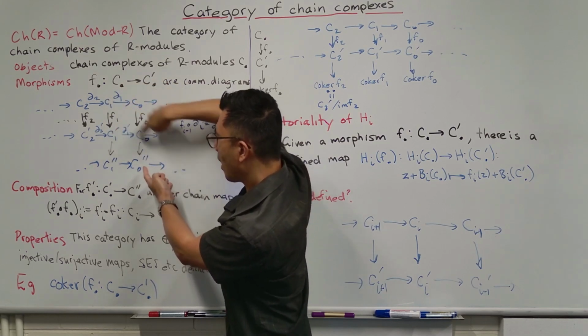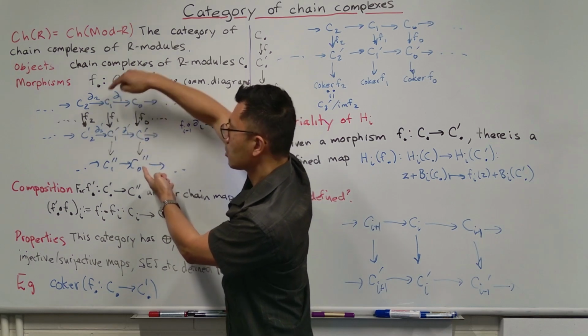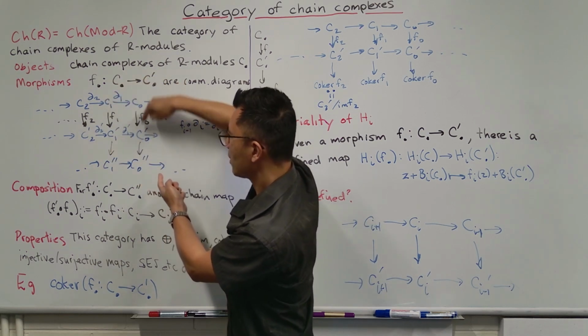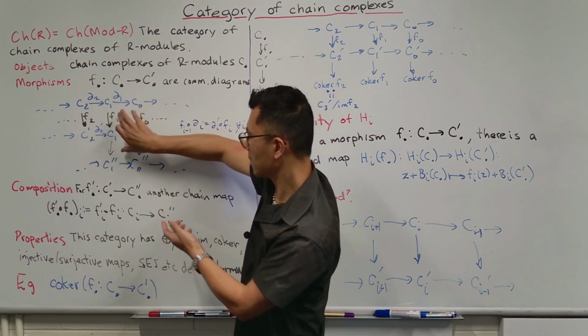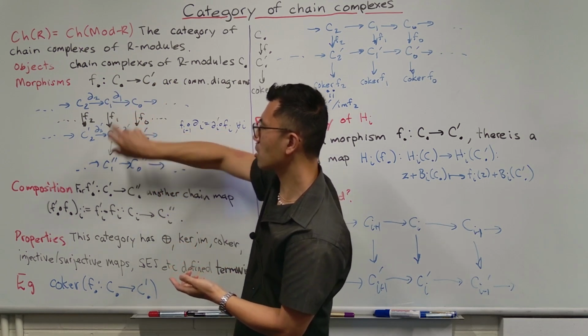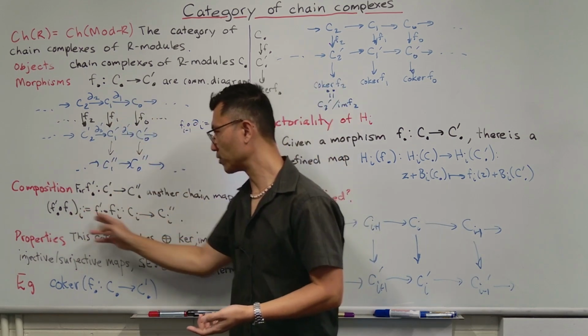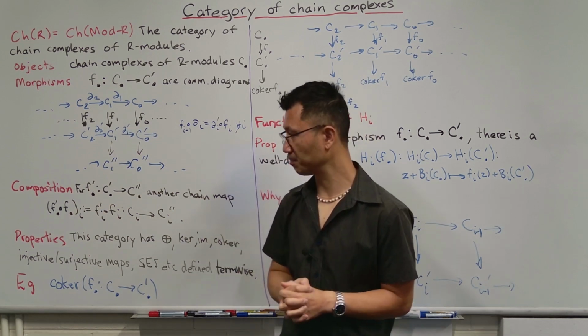But these two are the same as these two since this square commutes. So that means that this is the same as this here. So that tells you that this whole rectangle commutes because essentially you've used the fact that these two squares commute to show that this rectangle commutes, and hence what I've defined here is indeed a morphism of chain complexes.